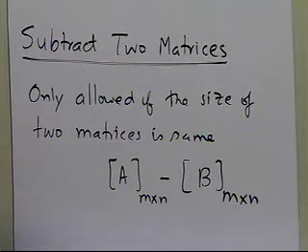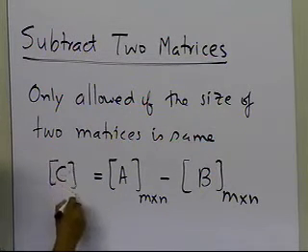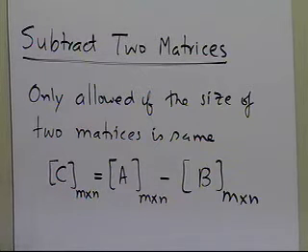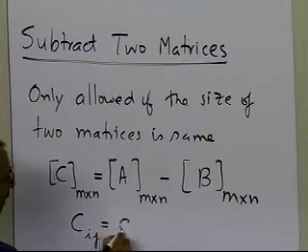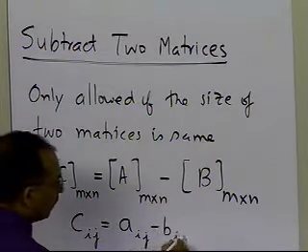So the size of the two matrices has to be the same, and the subtraction of the two matrices is then defined by another matrix called C, which is also of the same size, m by n, m rows and n columns. Each of the elements of C will be given by the element of A minus the corresponding element of B.